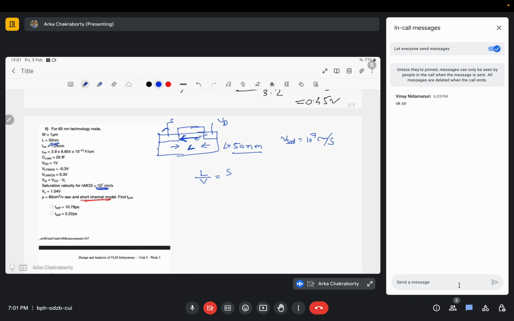So L is 50 nanometer, V is 10 to the power 7 centimeter per second. So 50 into 10 to the power minus 7 by 10 to the power 7. Okay, so centimeter will cancel, second. How much is it coming? 50 into 10 to the power minus 14 second, right? So it is 0.5 picosecond, right?